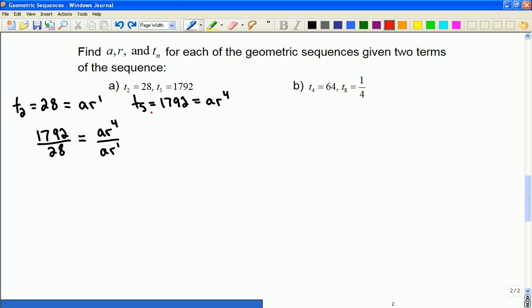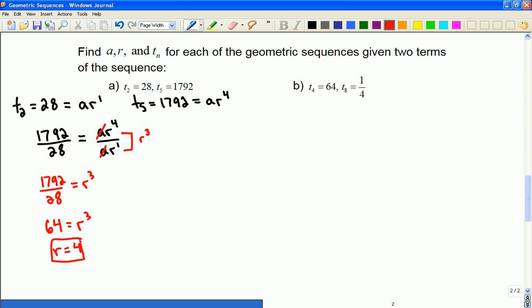Now the reason I wanted to do this was that division is going to get rid of the first term for me, and then I can use my exponent laws here. It's just going to become r cubed. So I'm going to have 1792 over 28 is equal to r cubed. That's going to be 64. So the common ratio is 4.